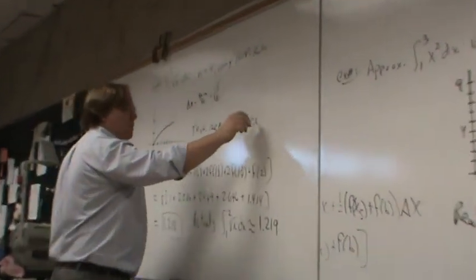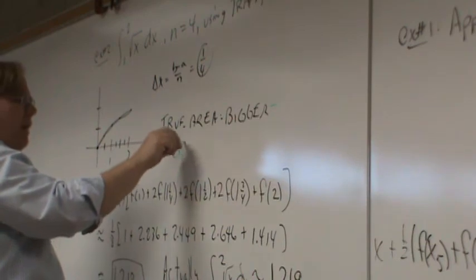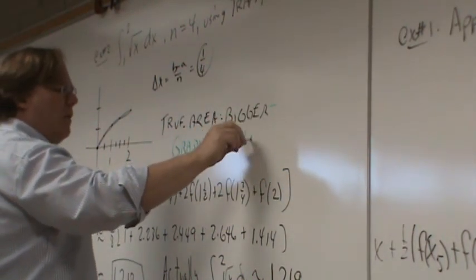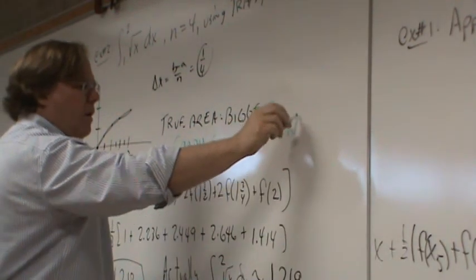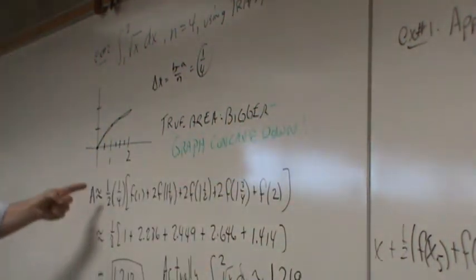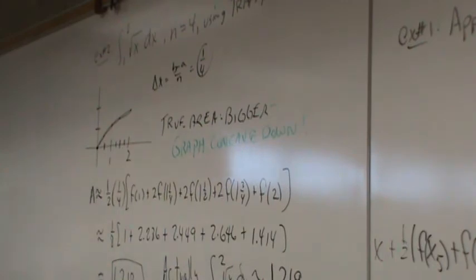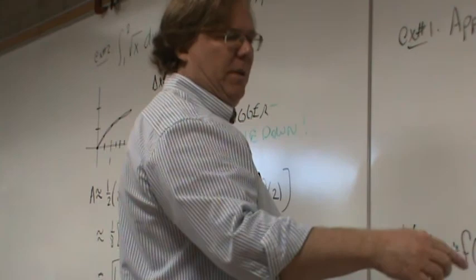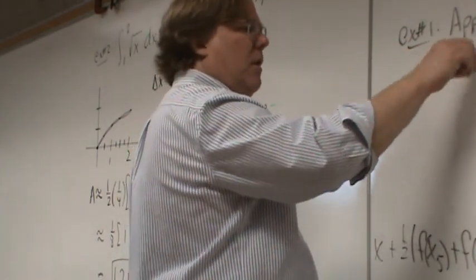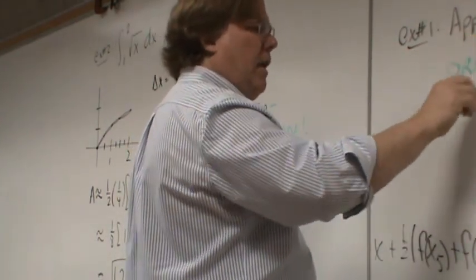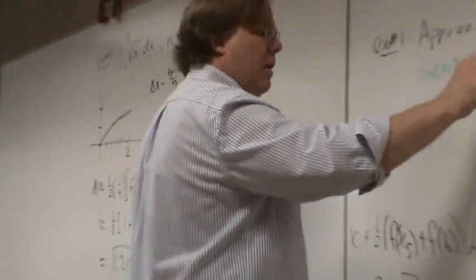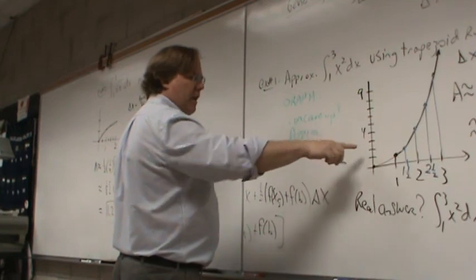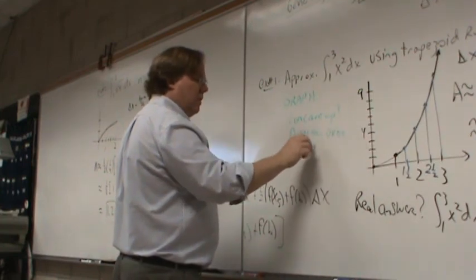And the thing is, because the graph is concave down, then the true area is going to be bigger than your approximation. But if the graph is concave up, the true area is going to be smaller than your approximation. Graph concave up. Okay, the approximation overshoots.